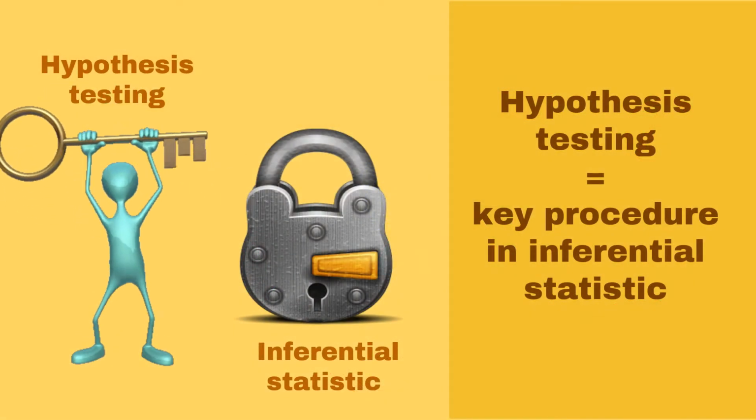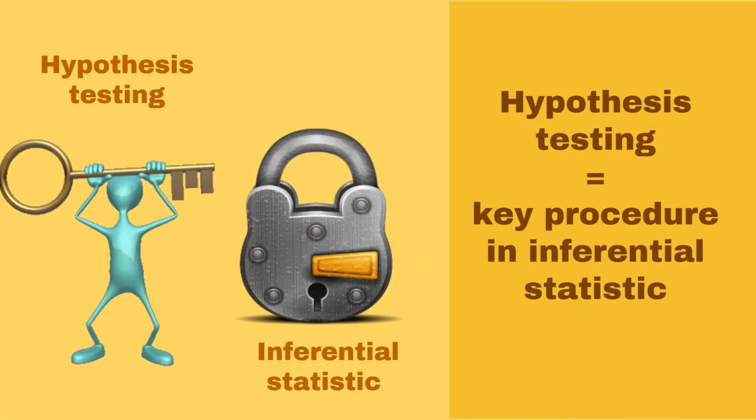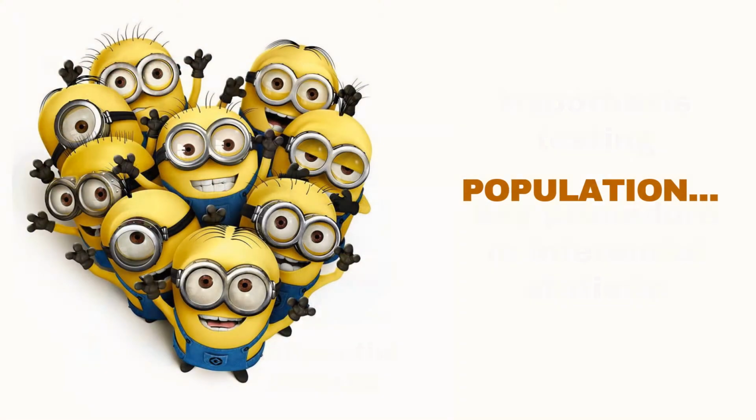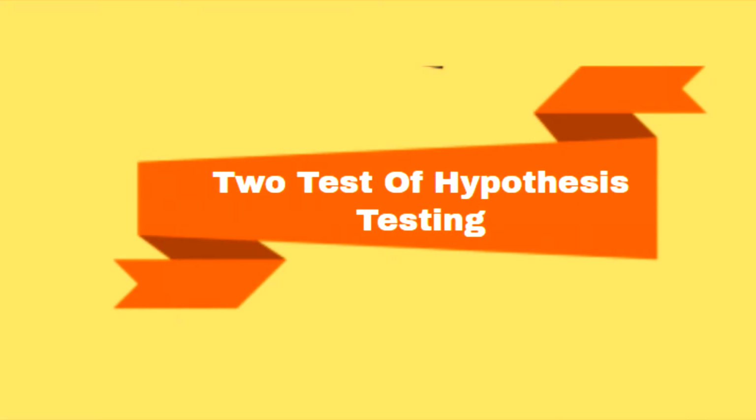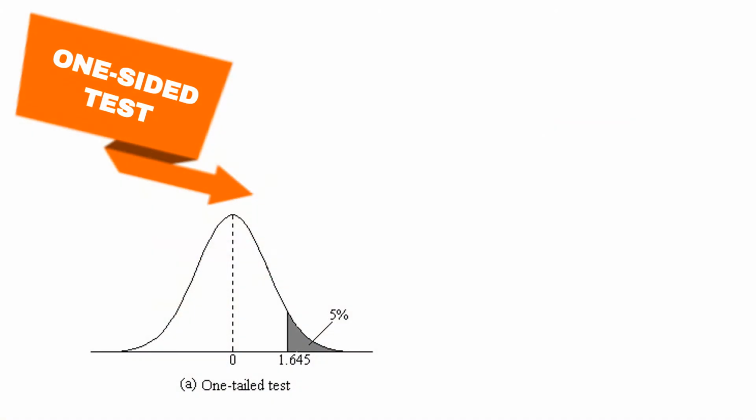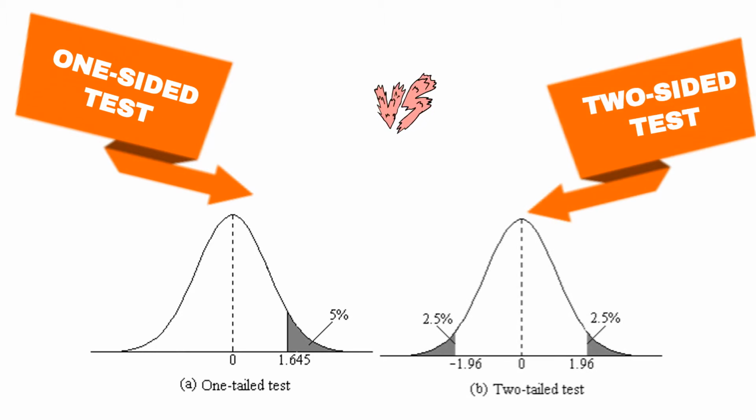Hypothesis testing is a key procedure in inferential statistics. It is based on the idea that we can gain information about the population. There are two tests in hypothesis testing, which are one-sided tests, also called one-tailed tests, and two-sided tests, also called two-tailed tests.